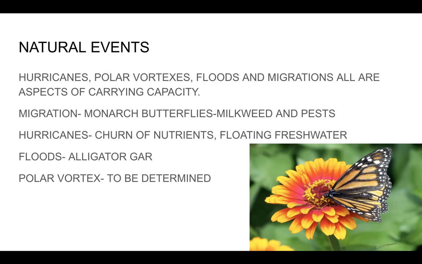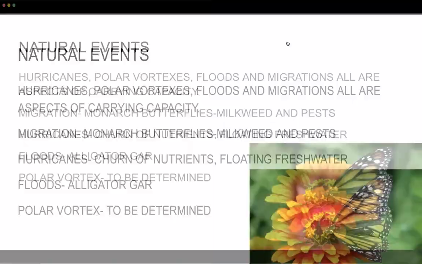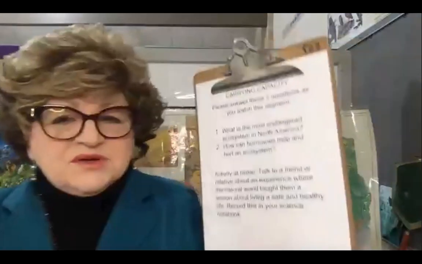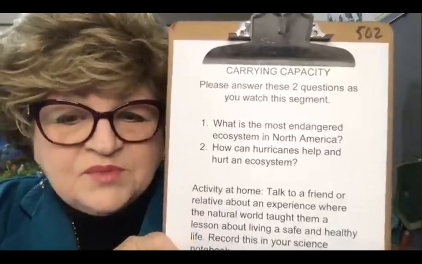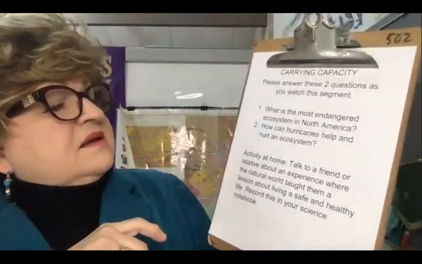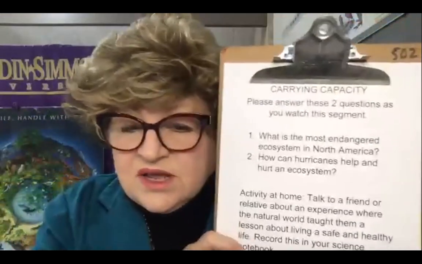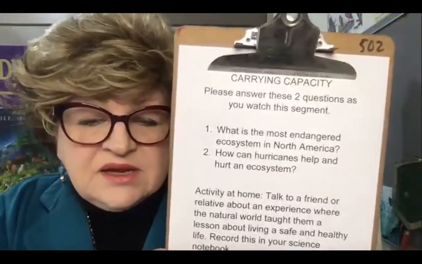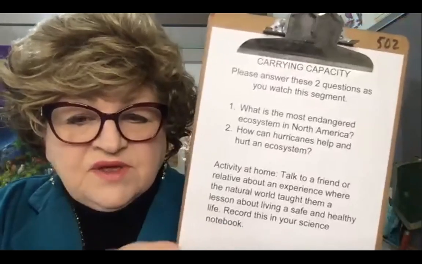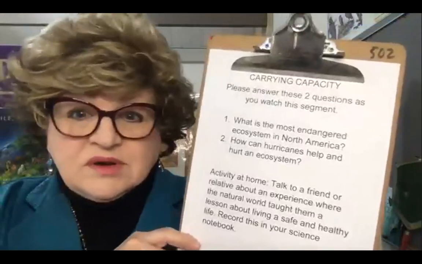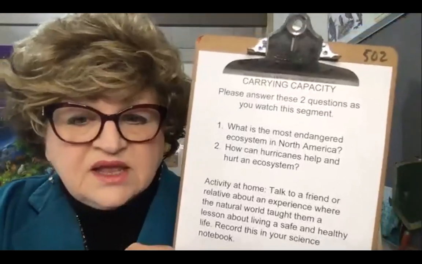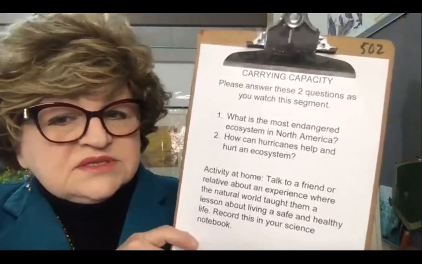So I'm going to stop sharing my screen with you. I'm going to show you our questions again. So what's the most endangered ecosystem in North America? The Blackland Prairie, where we live. And how can hurricanes help and hurt an ecosystem? They can help by adding nutrients to the receiving ocean. In our case, it'd be the Gulf of Mexico, but also it can hurt on a lot of different levels with flooding, with the fresh water that floats on top of the saline water.